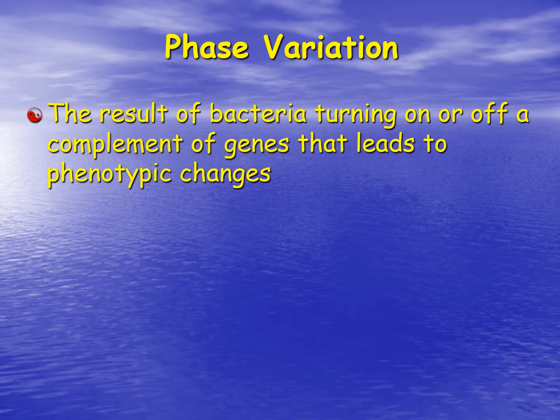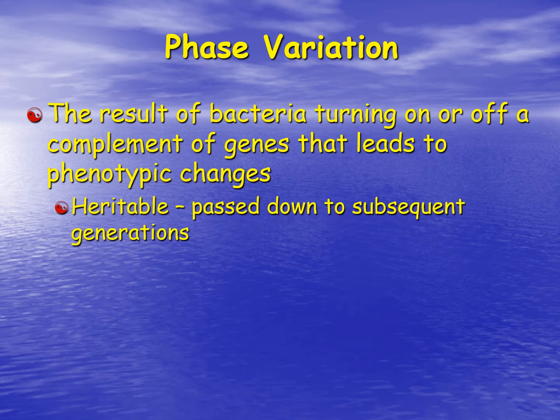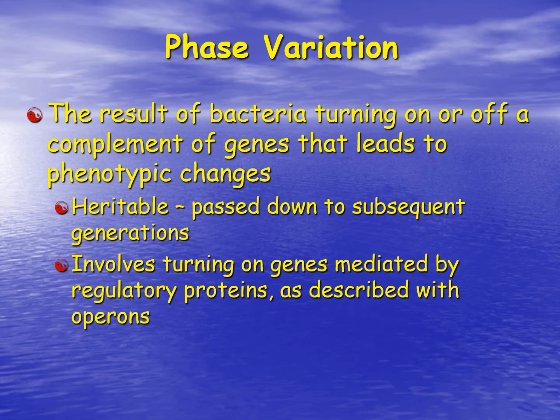Now, the result of bacteria turning on or off a complement of genes that leads to phenotypic changes is known as phase variation. These genes are heritable and passed down to subsequent generations, and it involves turning on genes mediated by regulatory proteins as described within the operon.